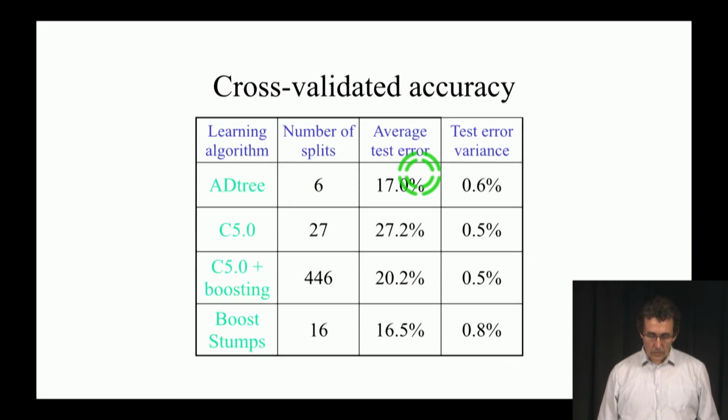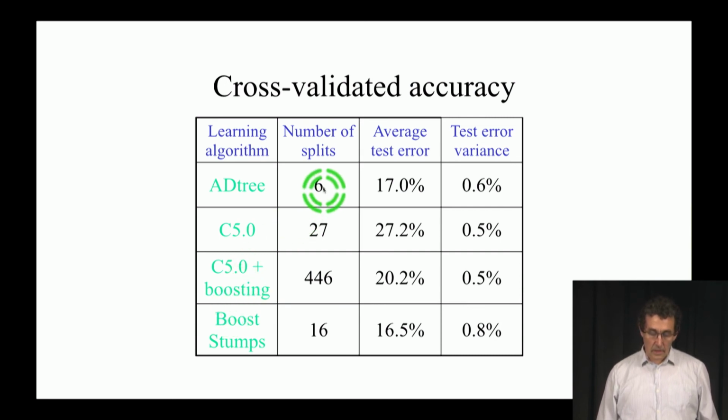So here is a comparison on this data set of different algorithms. Here is AD trees. Here is C5.0, which is a tree learning algorithm. Here is C5.0 plus boosting. And here is boosting stumps. Okay, boosting stumps is basically what we saw before, just using the simplest kind of one-level trees.